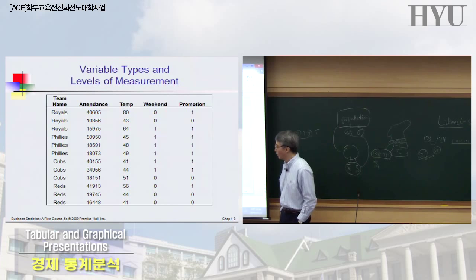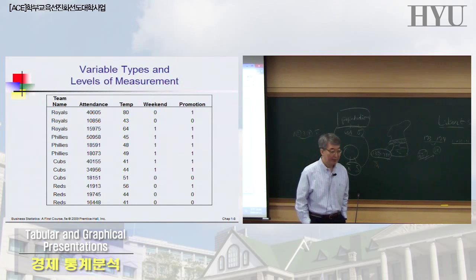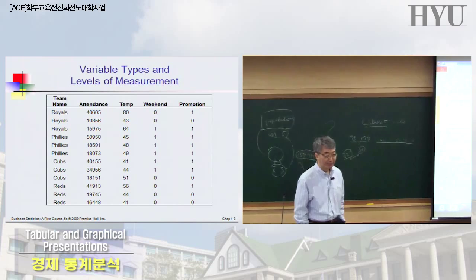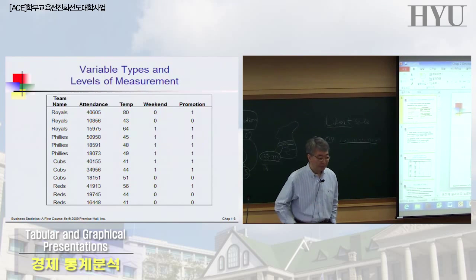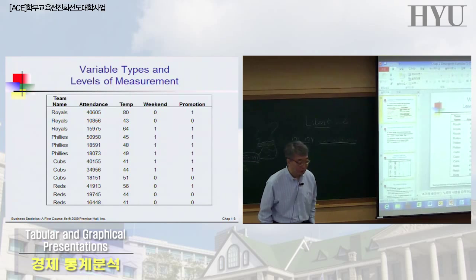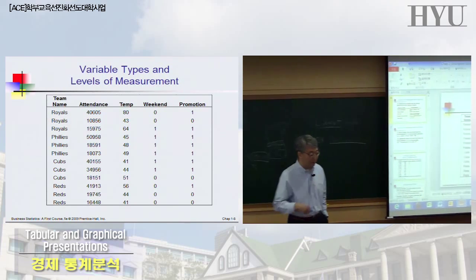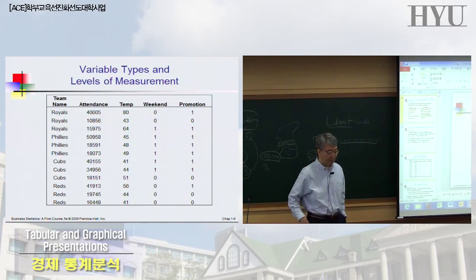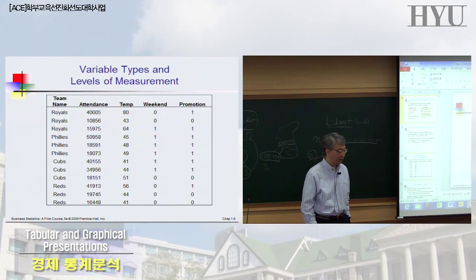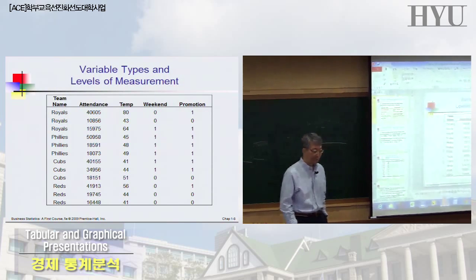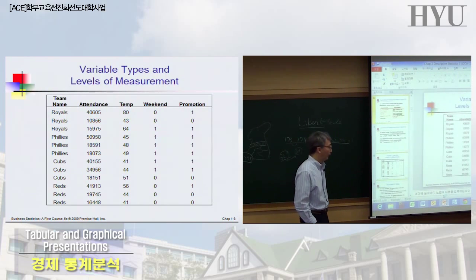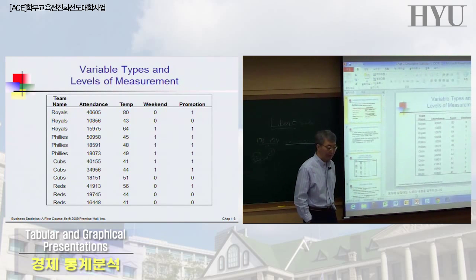Well, how about attendance? Anybody? Attendance? What type of variable is this? Quantitative variable. Very good. And if I ask discrete or continuous? Discrete. Why? Because it cannot have a half. Good, very good.